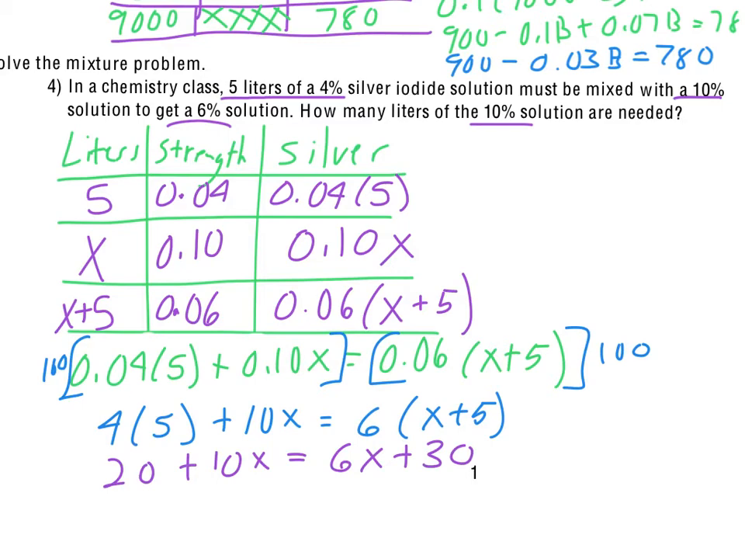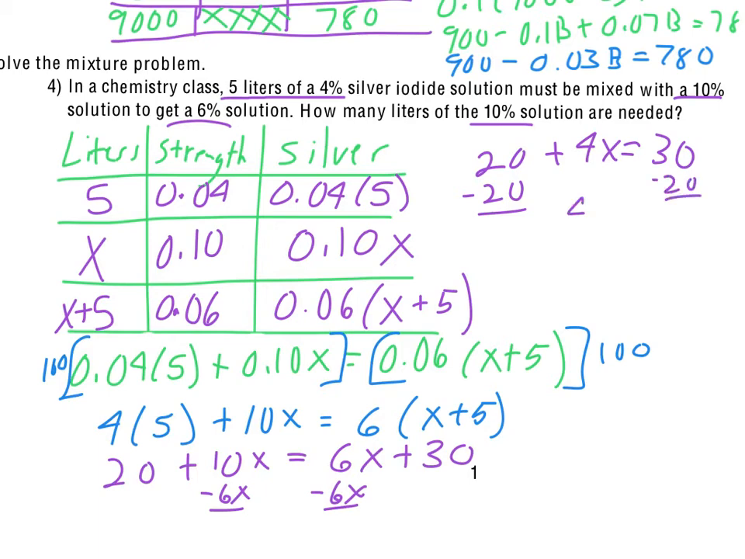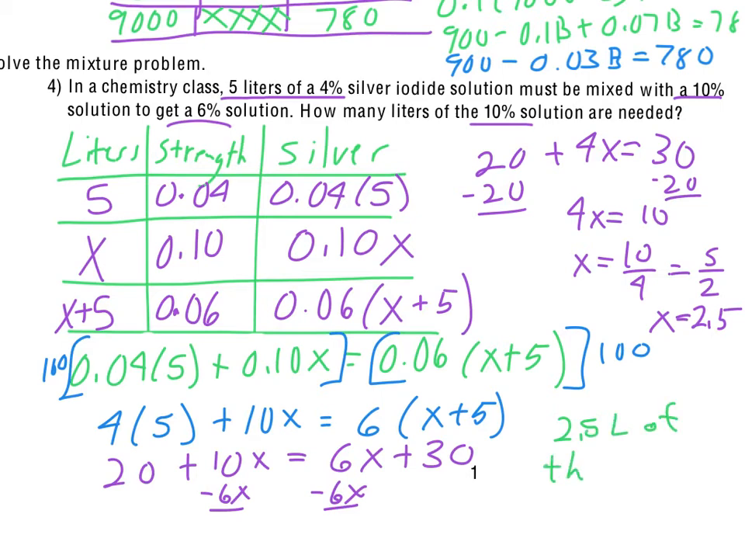And from there, I would probably subtract the 6x, I want to move that up here, so I've got 20 plus 4x equals 30. Subtract the 20 from both sides then. So I get 4x equals 10. Divide by the 4, I get x equals 10 fourths. So 5 halves. So x ends up being 2.5. So really, to answer the question, 2.5 liters of the 10% solution would be added.